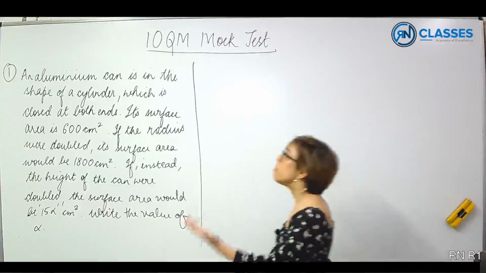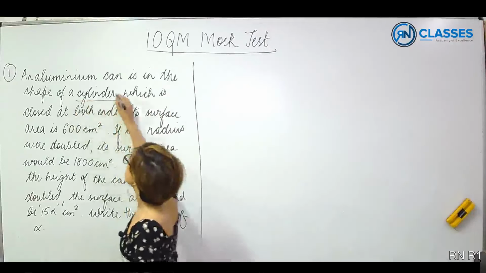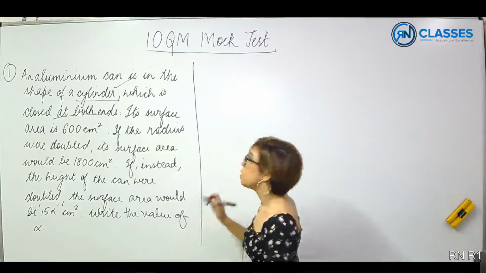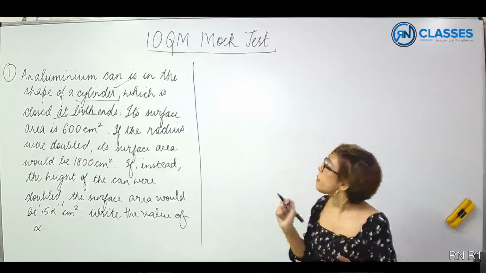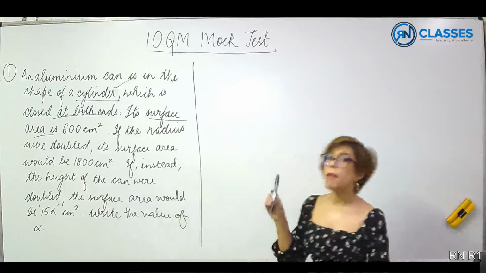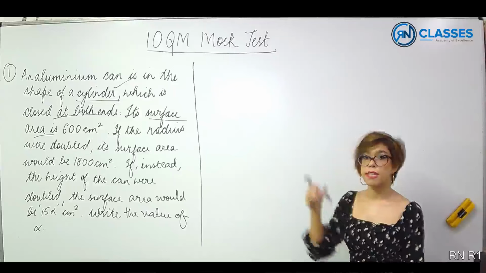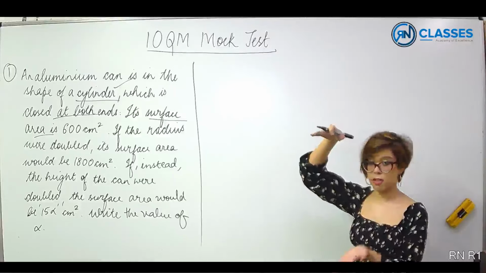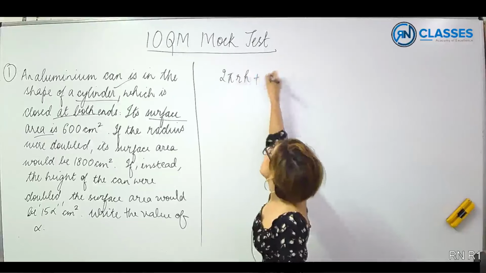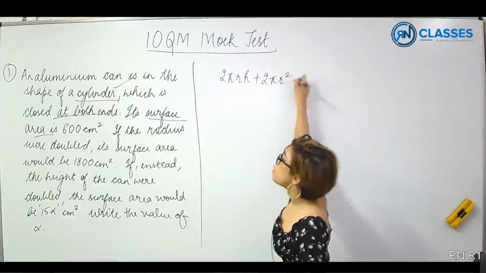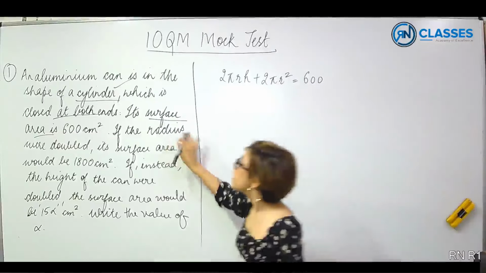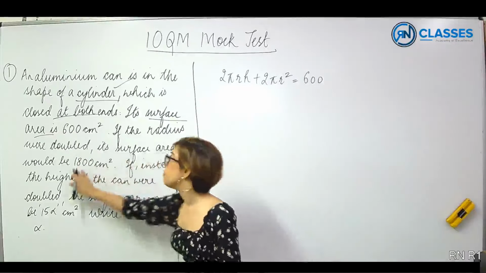Now he says an aluminium can is in the shape of a cylinder, which is closed at both ends. Okay, closed at both ends. Now he is talking about the surface area. So I'll be talking about the curved surface area as well as the 2 circles. That means 2 pi r h plus 2 pi r square, which is given to be equal to 600. Now he says if the radius were doubled, its surface area would be 1800.